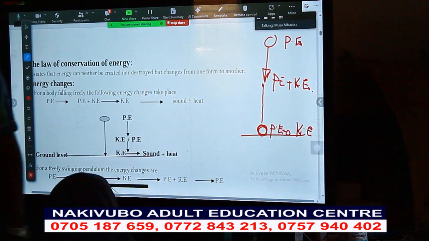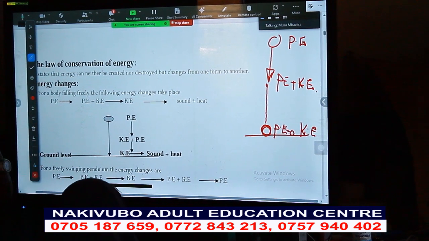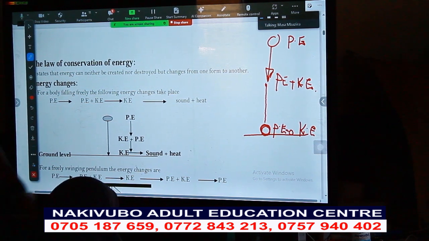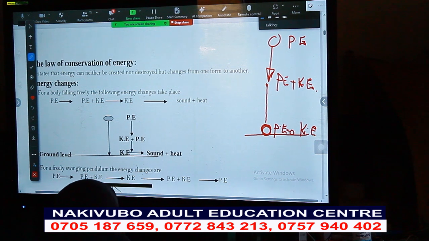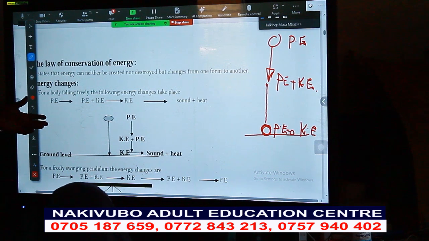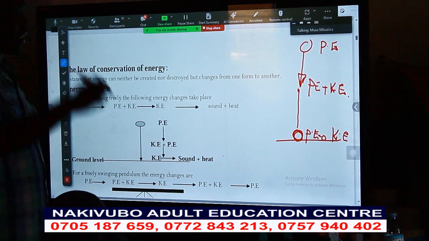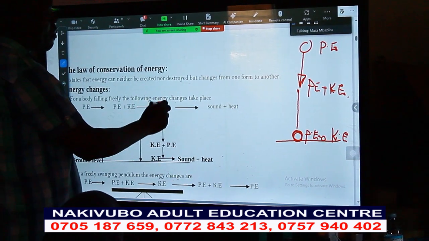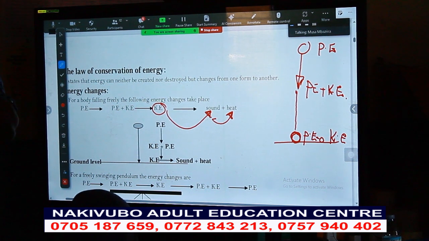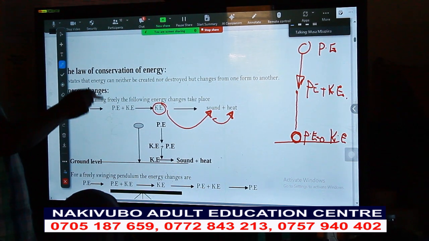This therefore implies that a falling body, as it falls, potential energy is reducing, but kinetic energy is increasing. You are converting from potential to kinetic. Am I clear? Yes. And I hope this is what is going to explain. Now, when it hits the ground, this kinetic energy now becomes sound and heat. So, energy is not destroyed. That's what happens on a falling body.